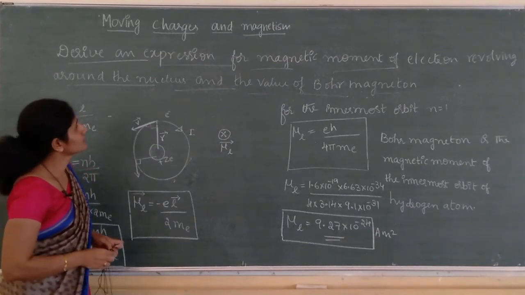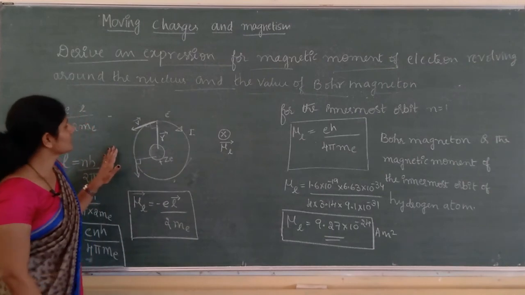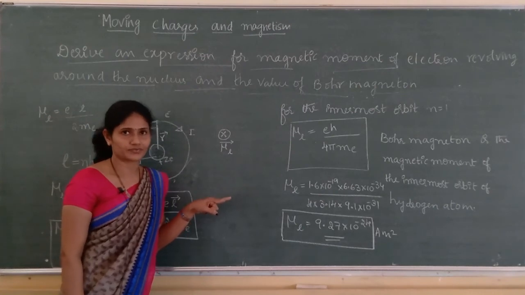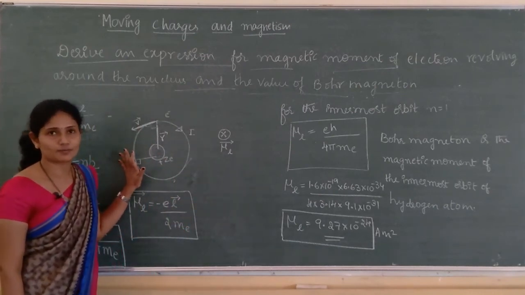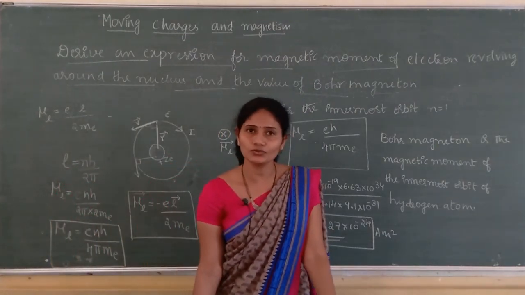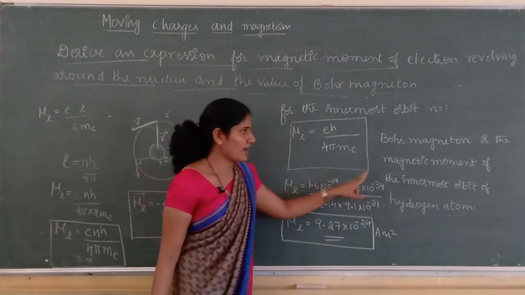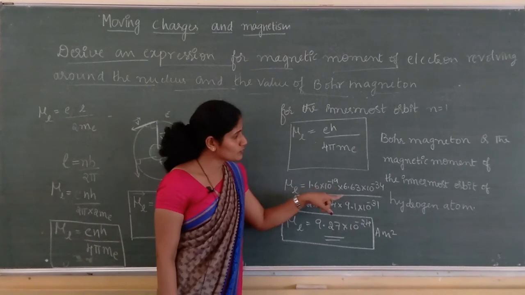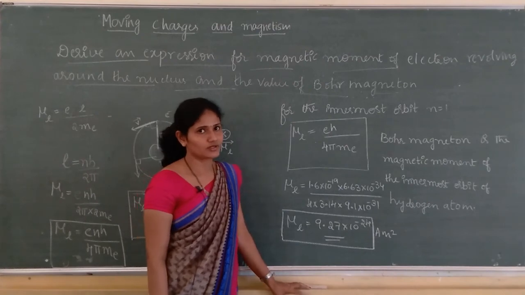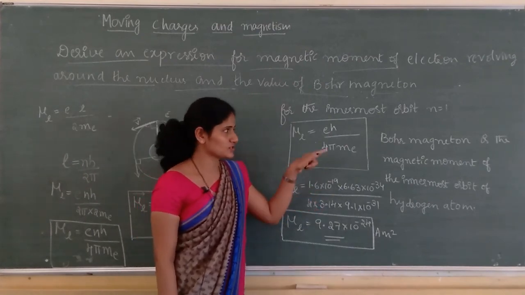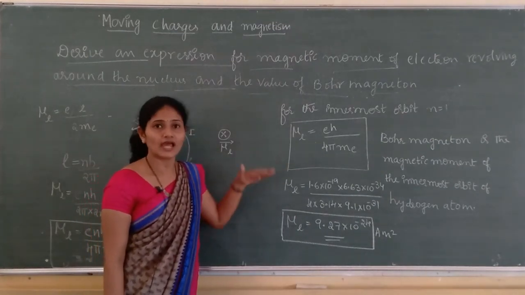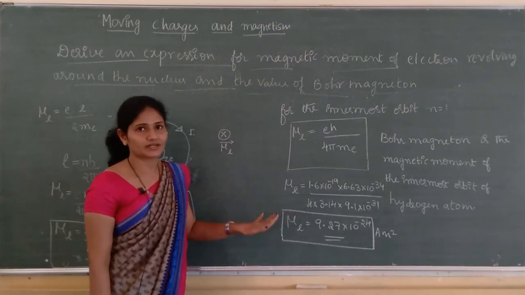This is about the magnetic moment of the electron revolving around the nucleus and the value of Bohr magneton. Magnetic moment of the electron is always represented by mu L. What is Bohr magneton? It is the magnetic moment of the innermost orbit of the hydrogen atom. And the ratio of the magnetic moment of the electron and the angular momentum is called gyromagnetic ratio.